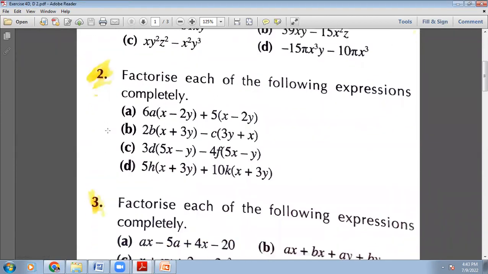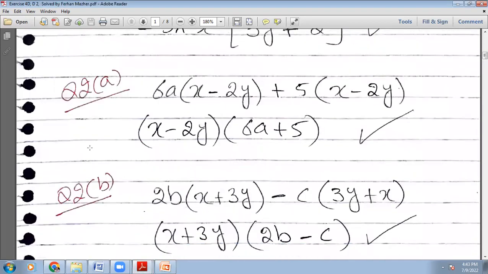Okay, so now we are going to question number 2. He says factorize each of the following expressions completely. Question A, 6a bracket x minus 2y bracket close plus 5 bracket x minus 2y bracket close. Here you can see the x minus 2y bracket is common, so we will take that bracket common. From here 6a is left, from here 5 is left. So the final answer will be bracket x minus 2y bracket close bracket 6a plus 5 bracket close.